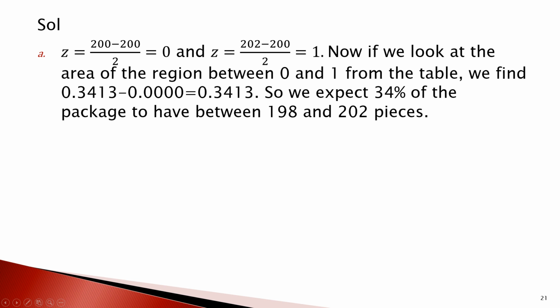So this is the z-score for 1, and this is the z-score for 0, and their difference is 0.34. We always interpret this score as a percentage, right? So what that means is we expect 34% of the packages to have between 198 and 202 pieces.